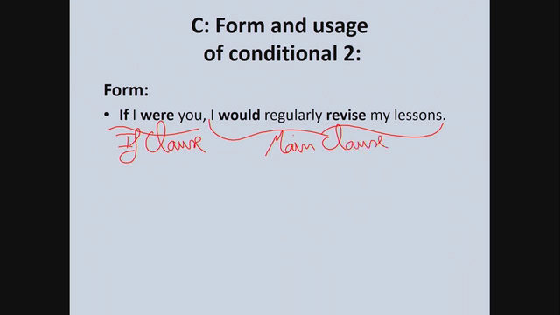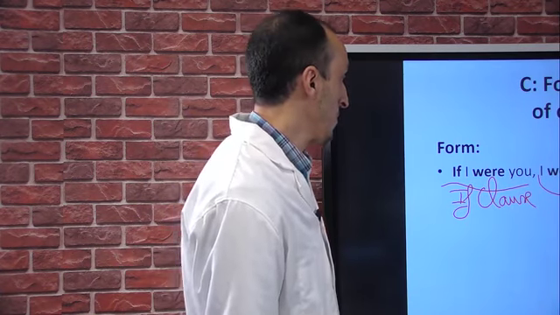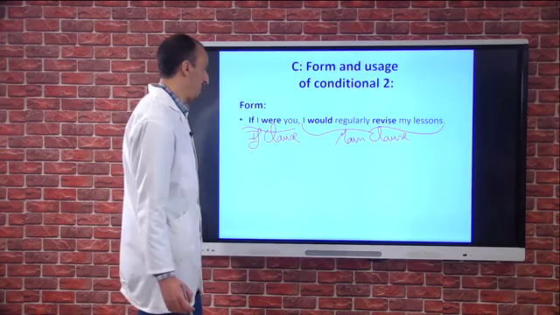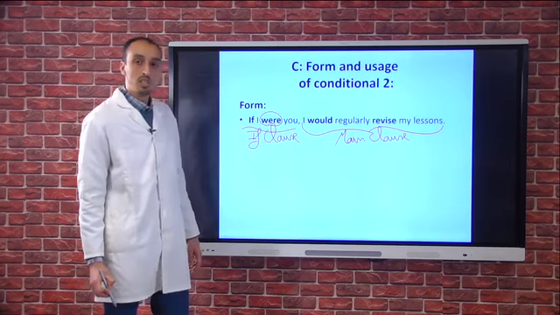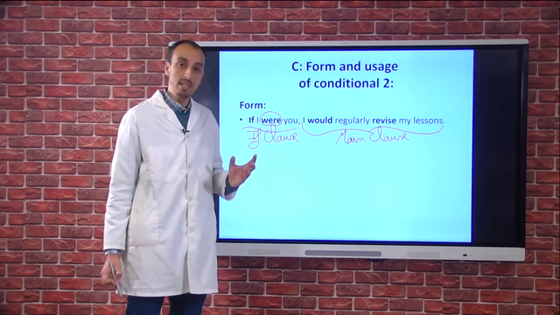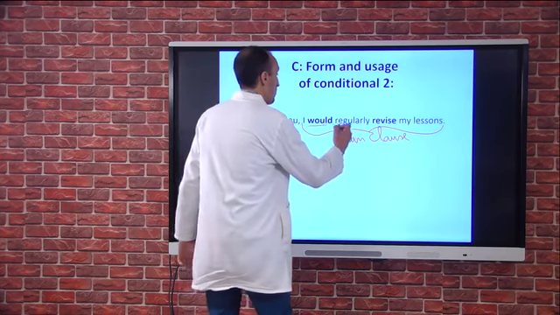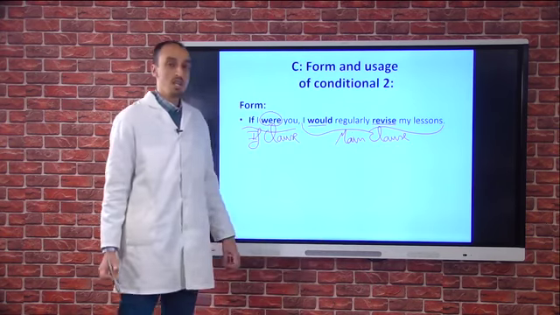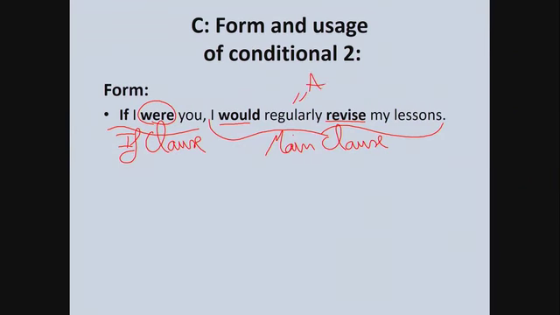Okay? So, another question. What are the verbs in this conditional sentence? Take your time to think. Okay, the first verb is were. It is the verb to be. Then, the second verb is would revise. Excellent. Regularly is an adverb.